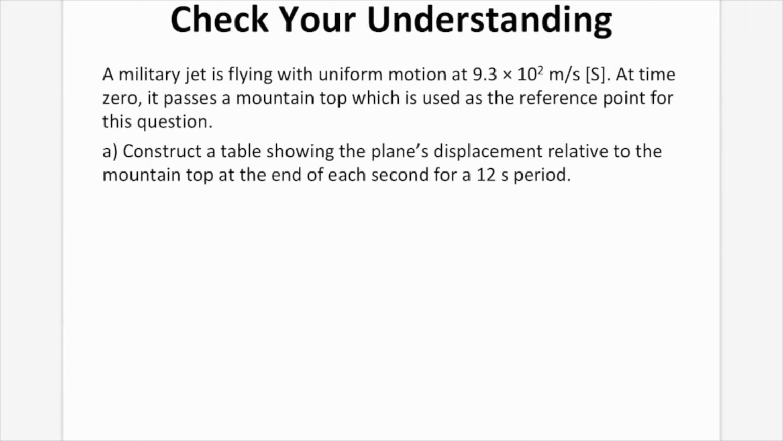Check your understanding. A military jet is flying with uniform motion at 9.3 times 10 to the 2 meters per second south. At time 0, it passes a mountaintop, which is used as a reference point for this question. A. Construct a table showing the plane's displacement relative to the mountaintop at the end of each second for a 12-second period. Pause the video and draw your table.